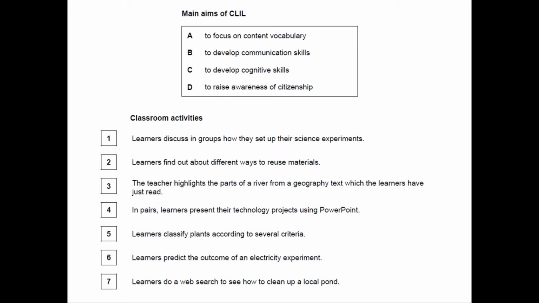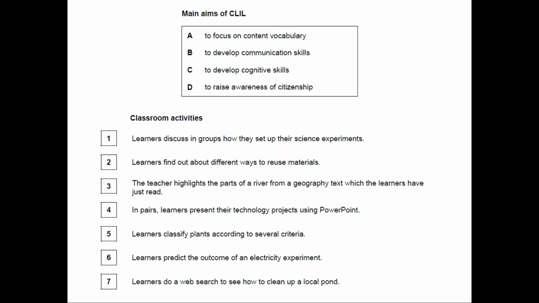In this group of questions, we've got the main names of CLIL, and we have to match them with the classroom activities. The main names of CLIL are based on the 4 C's model. We've got content, communication, cognitive skills, and awareness of citizenship. So let's take a look at the classroom activities and match them up with the main names of CLIL.